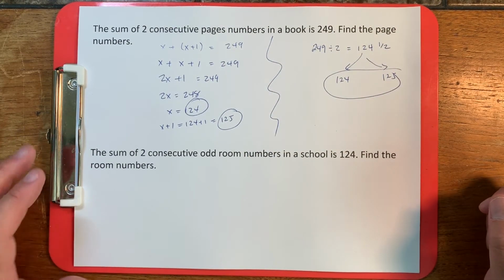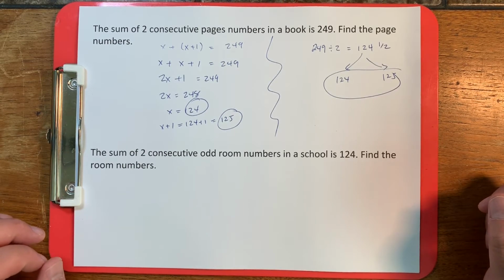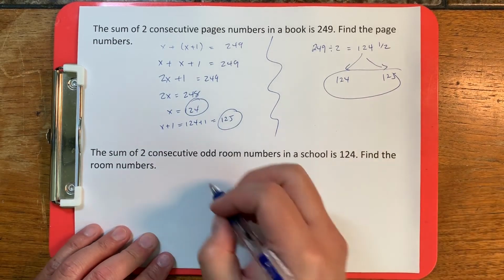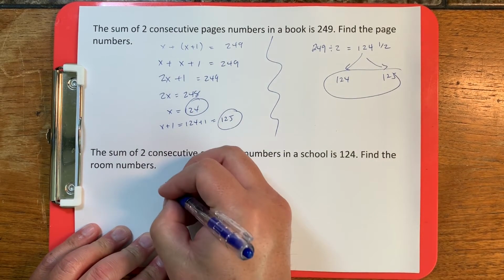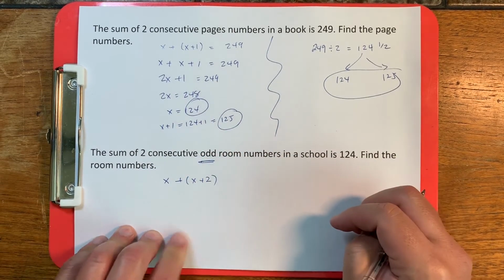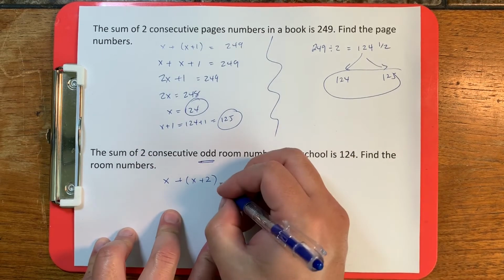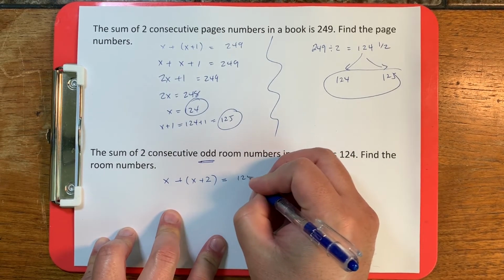So let's look at this bottom problem. The sum of 2 consecutive odd room numbers in a school is 124. Find the room numbers. Now, because it says odd, we're going to use x plus 2 because odd numbers are 2 apart. Now, the sum is 124.